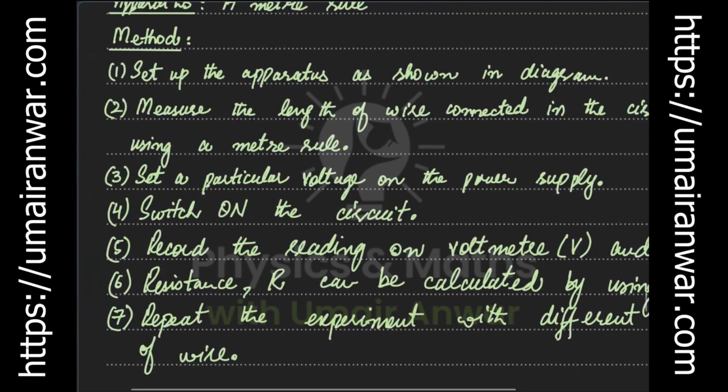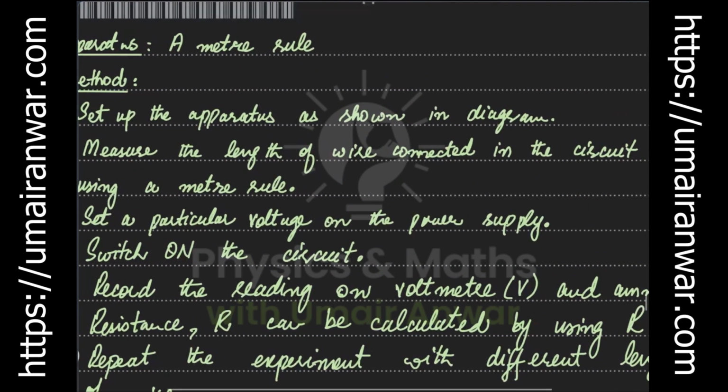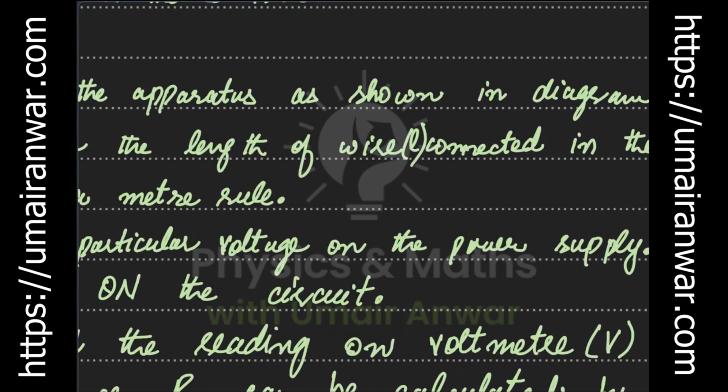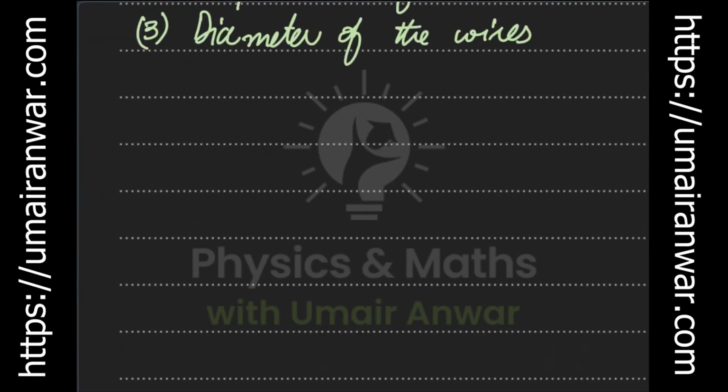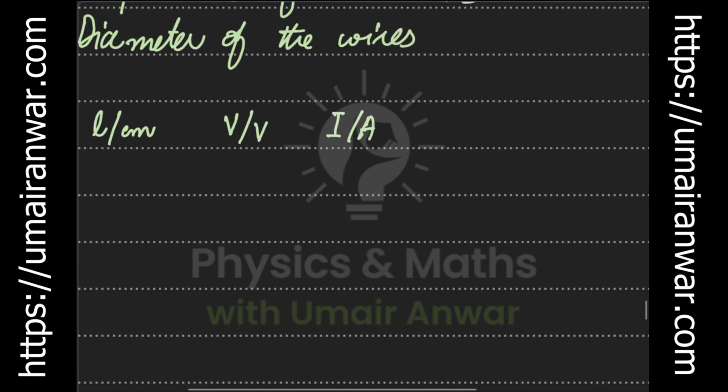So first of all, we have measured the length, and we have to assign it a symbol, and let me write it small l over here. So the table would be like this. We will be measuring the length in centimeters. Then we are measuring the voltage or the potential difference in volts. Then we are measuring the current in amperes. And finally, we are calculating the resistance in ohms.